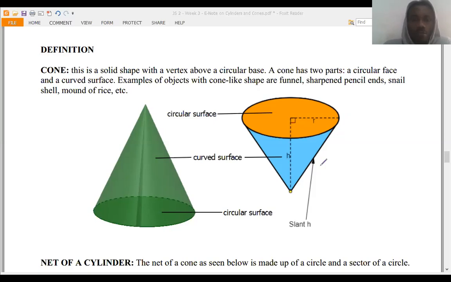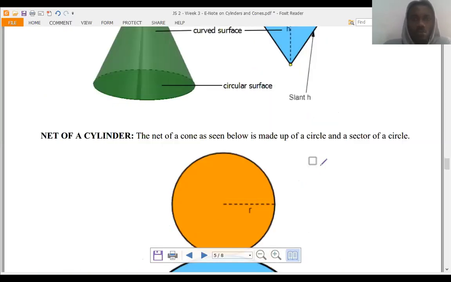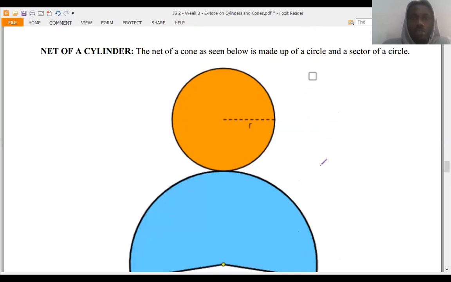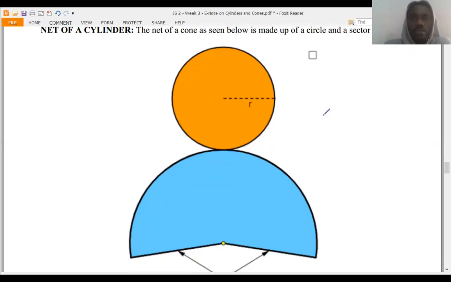Now let's look at the net of a cone. Oh, this is a beautiful net. The net of a cone, as seen below, is made up of a circle and a sector of a circle. Can you see the sector below? Here's the sector, and here's the circle itself. By the time we fold this net, it's going to produce a cone.